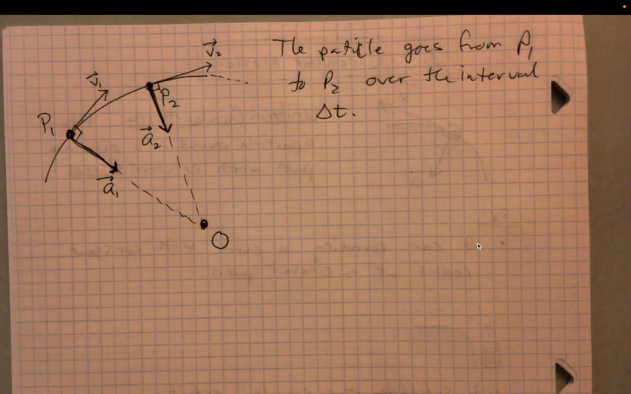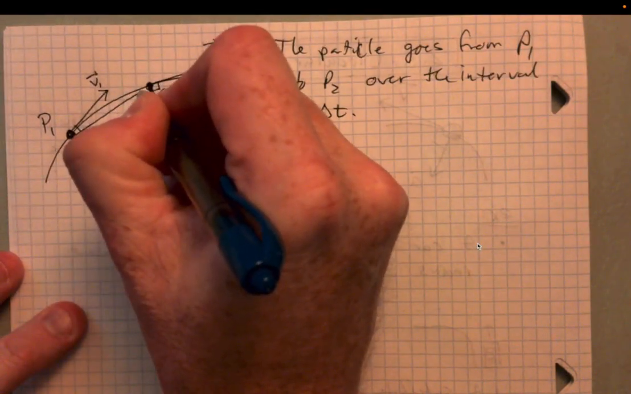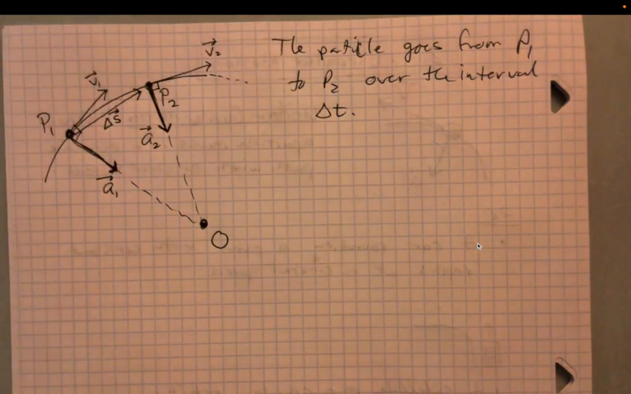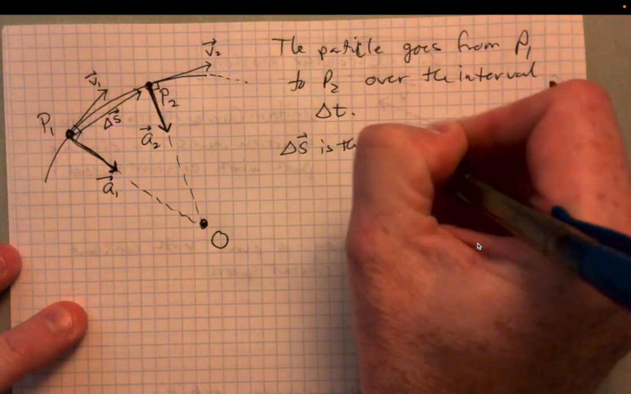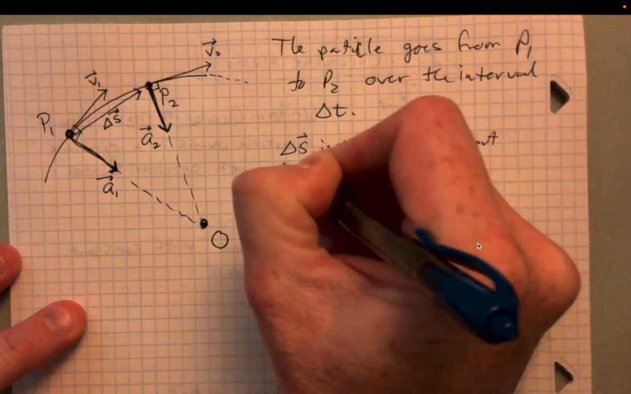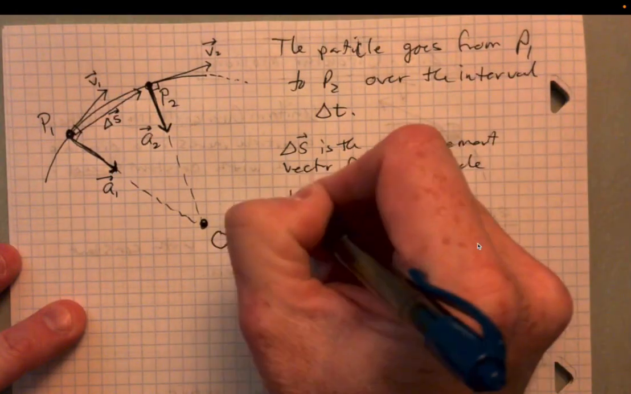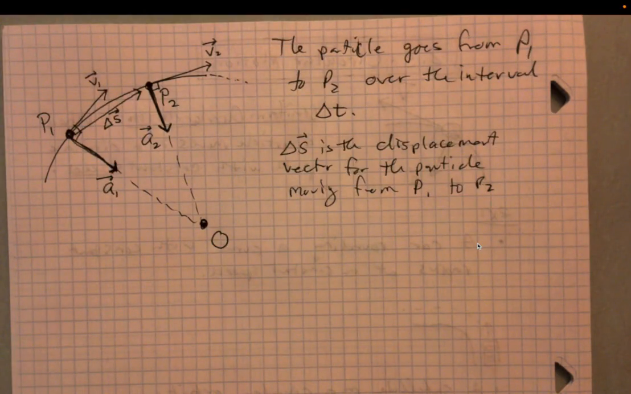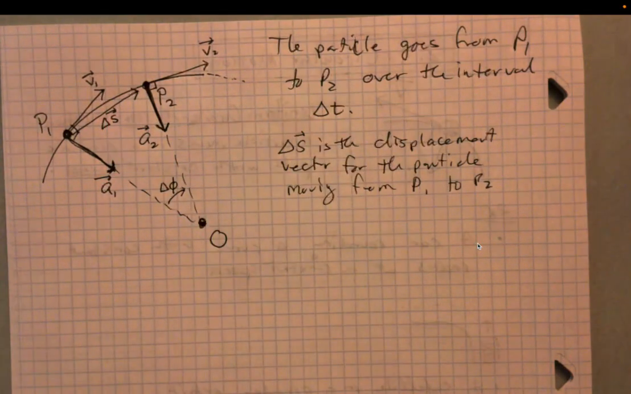So let's next talk about the displacement. You can think of it as this piece here. There's a vector here, and we'll label that delta S. So delta S is the displacement vector for the particle moving from P1 to P2. And the angle between these radial lines we're going to label delta theta. That's that angle there.